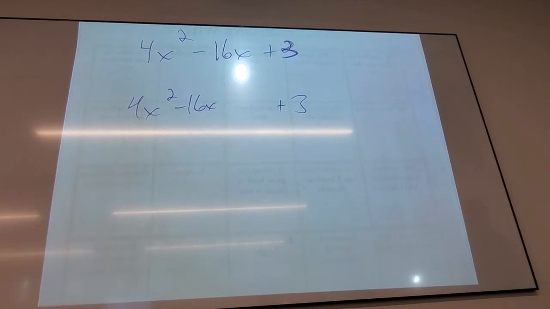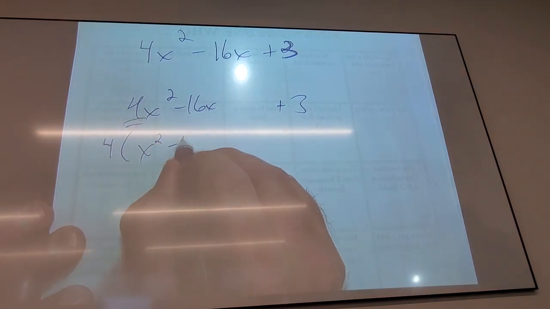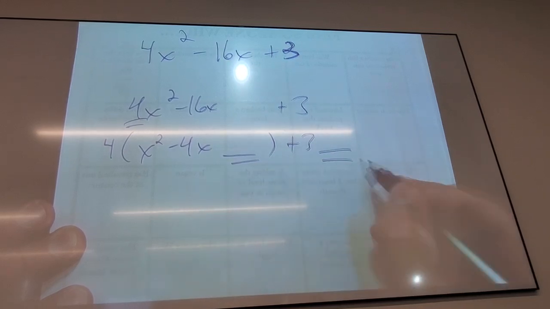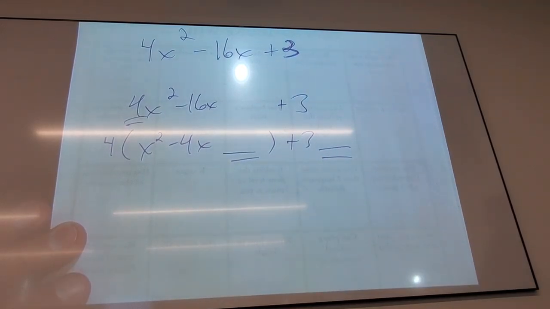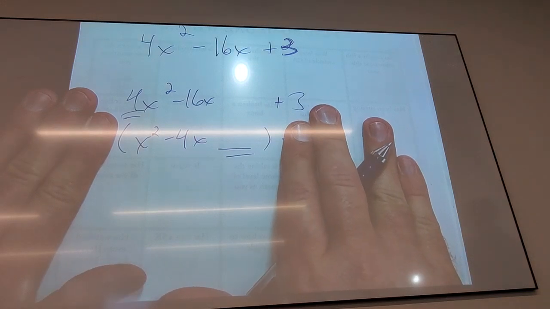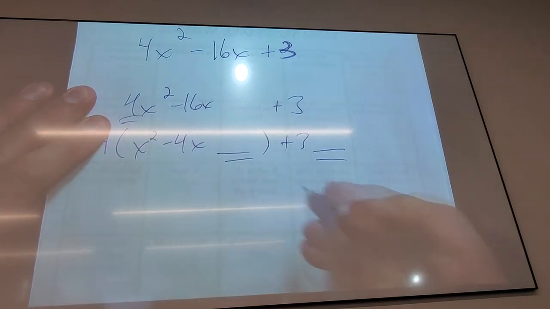But just like synthetic division, what does completing the square require? The coefficient, yes, that's a 4. It needs to be a 1. So let me take a 4 out. Now I can focus on what to put there, right? So inside, hit me with the first step. Cut negative 4 in half: negative 2, squared is 4. So I'm going to add 4.